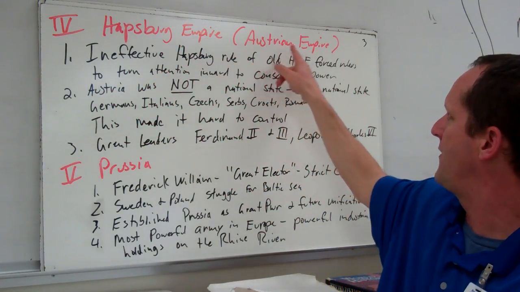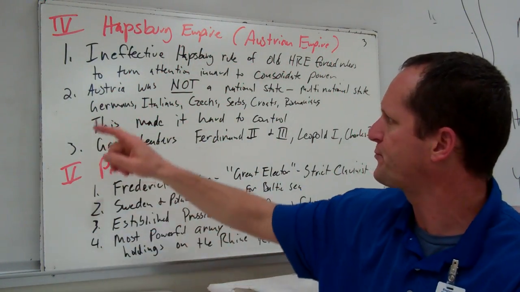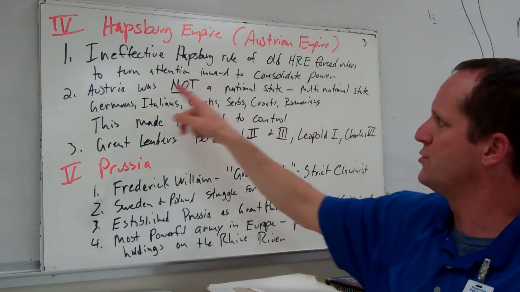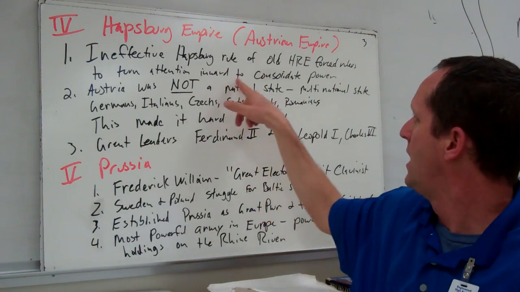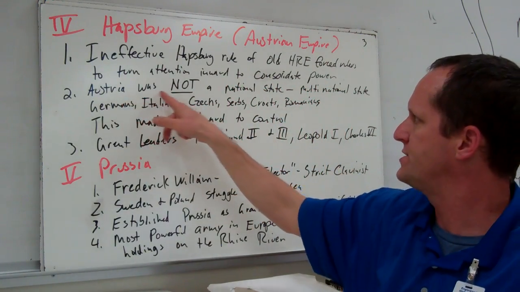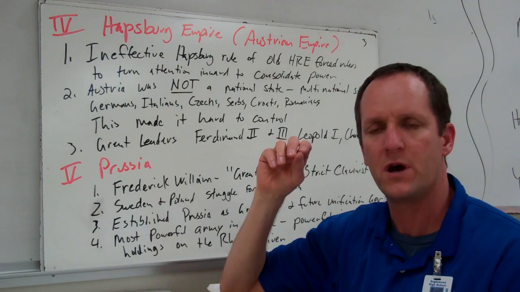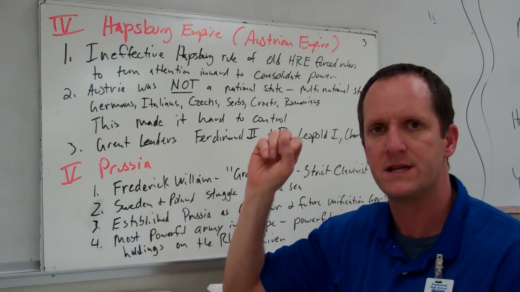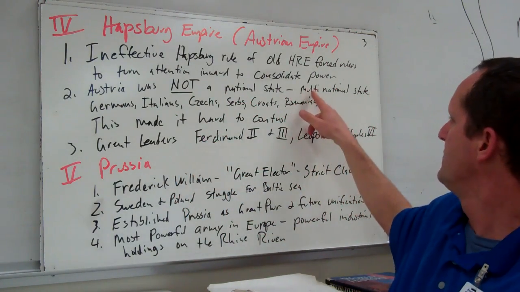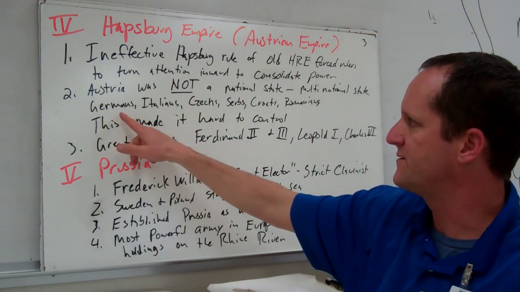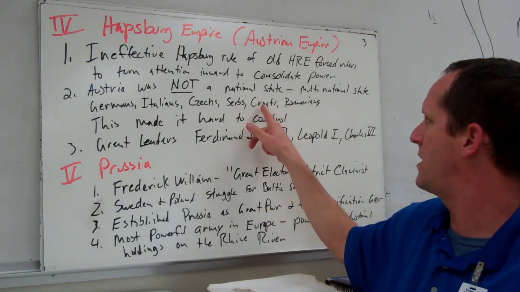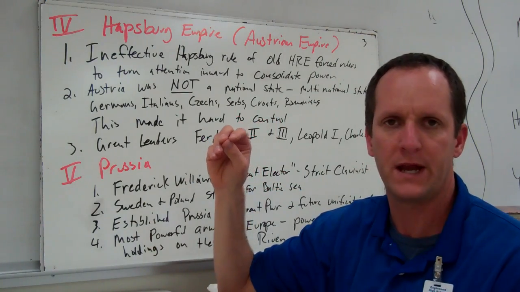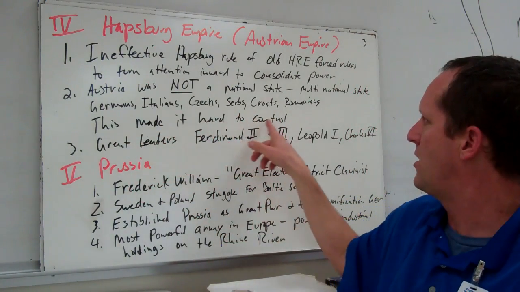Now, the Habsburg Empire, the Austrian Empire, the rise of the Habsburgs. Ineffective Habsburg rule in the old Holy Roman Empire forced rulers to turn attention inward to consolidate power. Now, Austria was not a national state. When we were talking about a national state like France, England, or Spain, those were nationalistic states. The Austrian Empire was very different. It was a multinational state consisting of Germans, Italians, Czechs, Serbs, Croats, Romanians. There was quite a large number of people that consisted of the Austrian state. This made it hard to control.